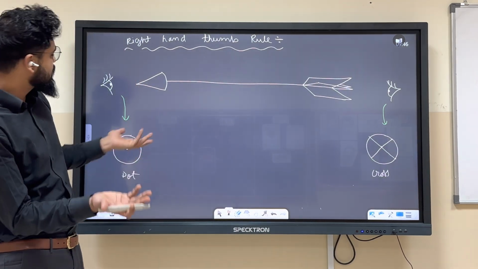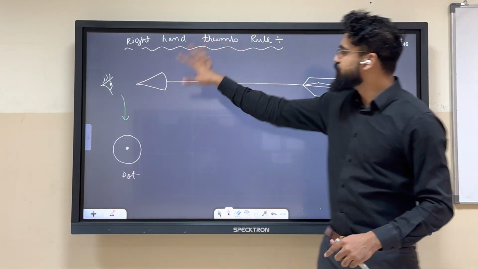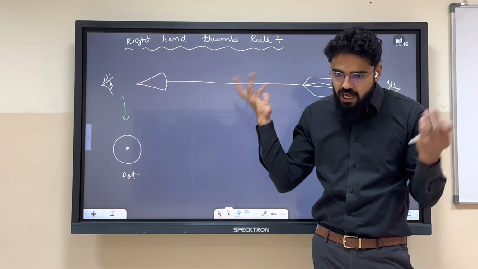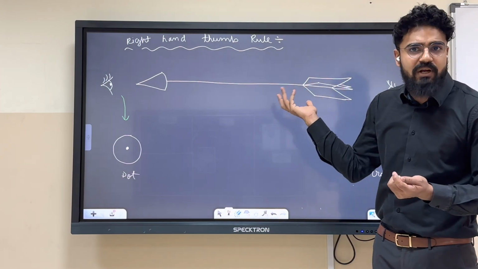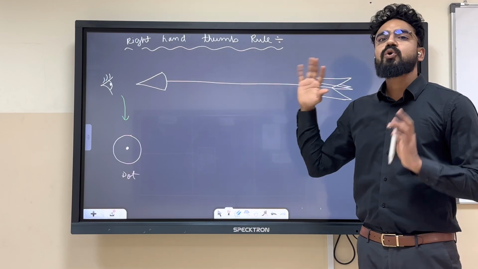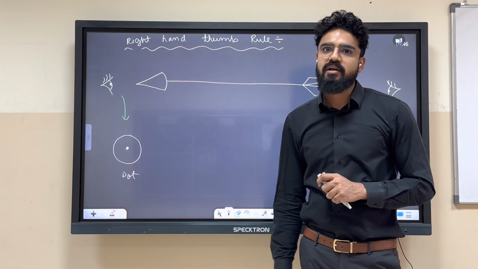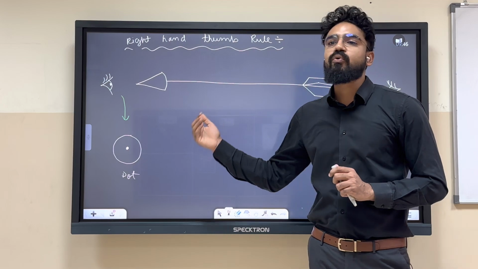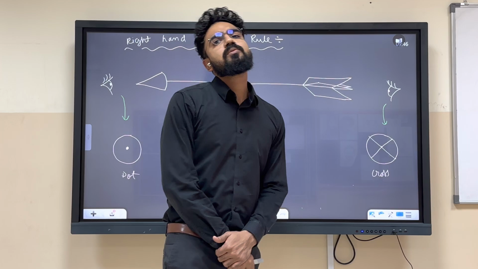Why are we learning this, and why dot and cross? Because this world is 3D, but this board is 2D. We cannot draw 3D objects on 2D. I'm not an artist; maybe with more skill I could do it, but it would take a lot of time. So to represent 3D stuff on 2D, we do this. Dot means the arrow or force or anything is coming out, and cross means it is moving inside.